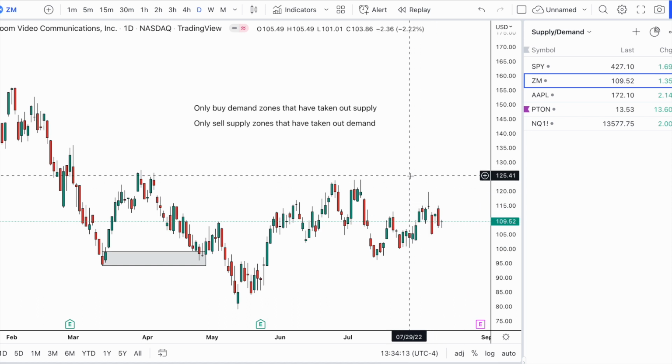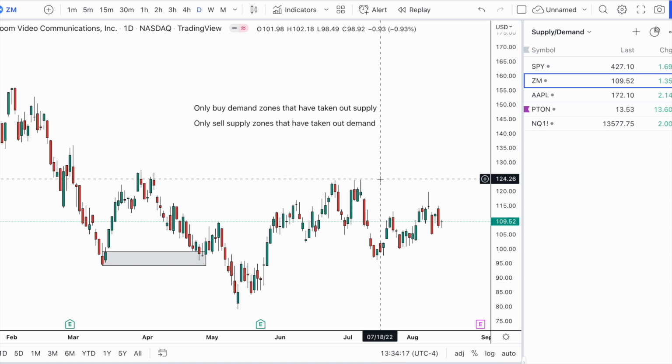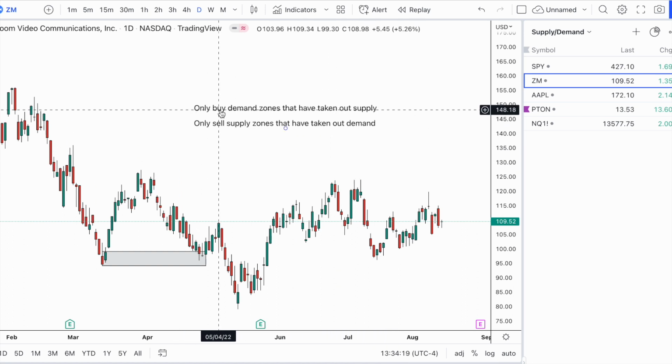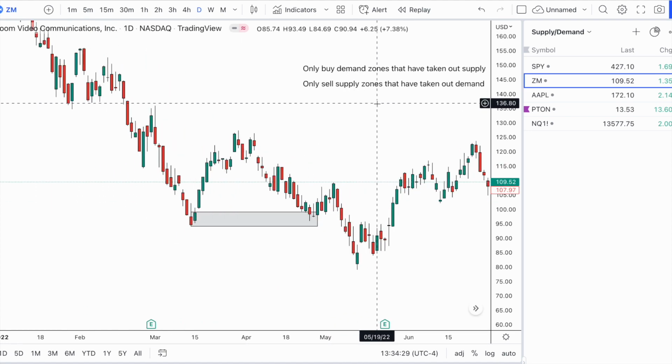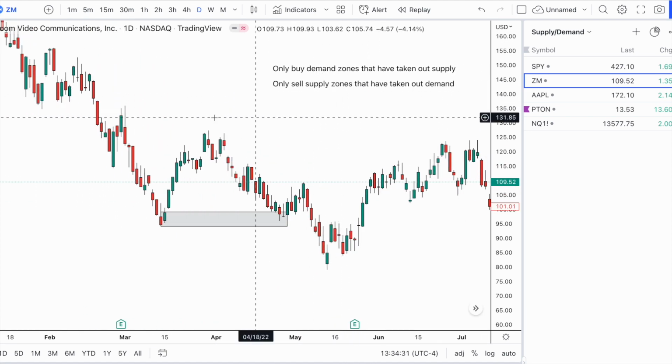One important piece of information that I want you guys to know is that you should only be buying demand zones that have taken out supply and only selling supply zones that have taken out demand. So what does that mean? I'm going to show you a few examples right here. Let's take a look at Zoom.